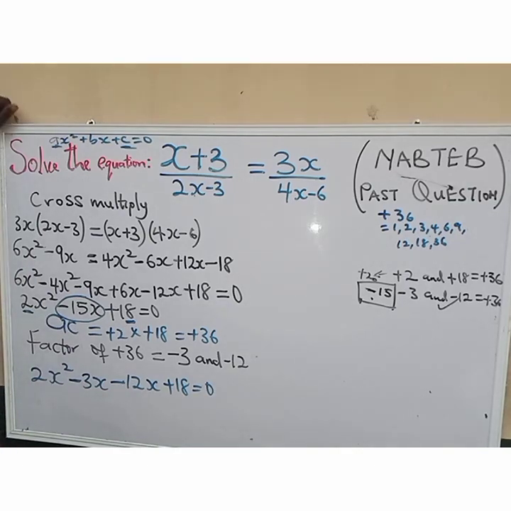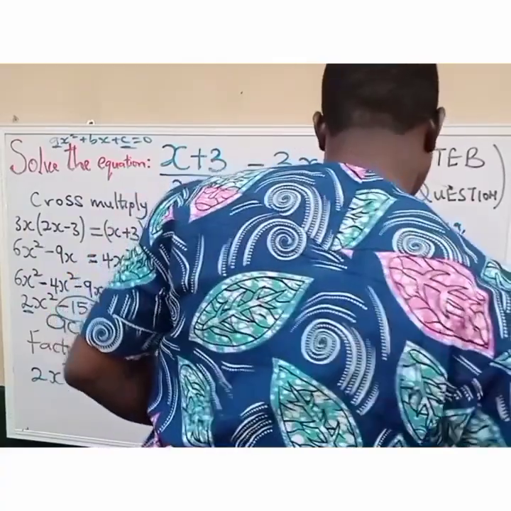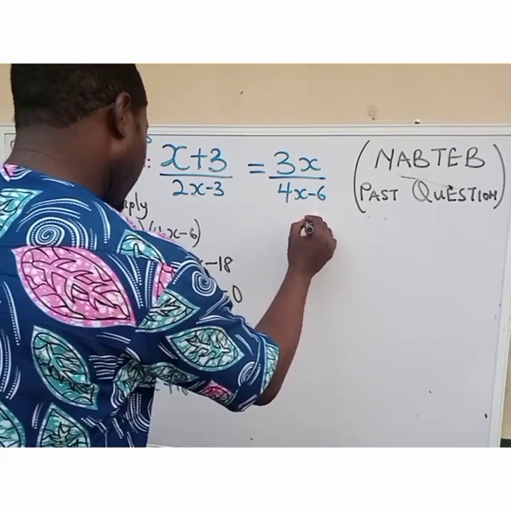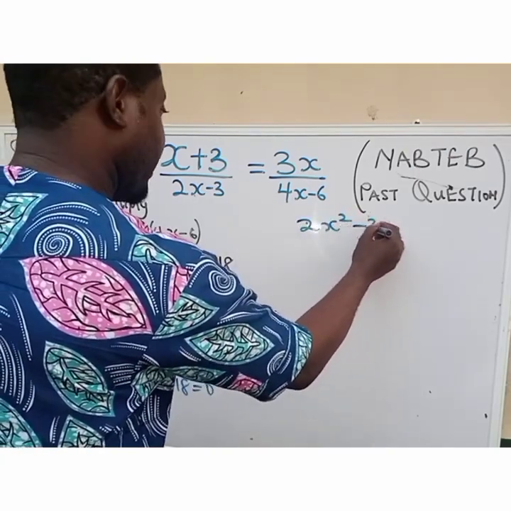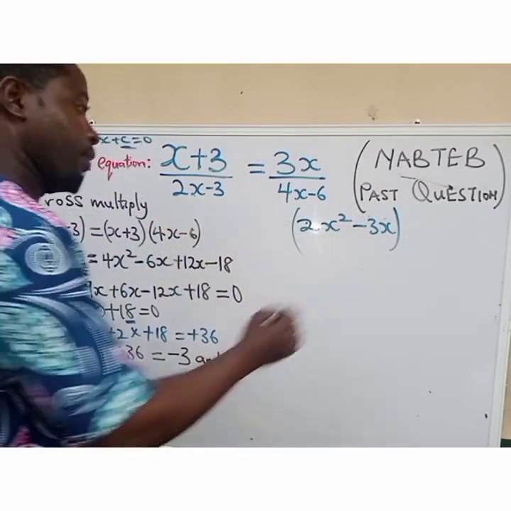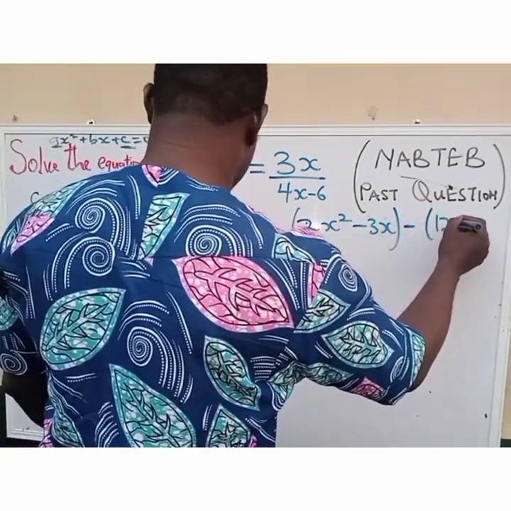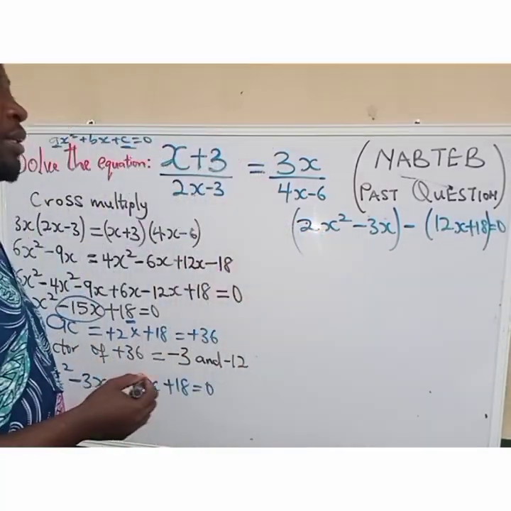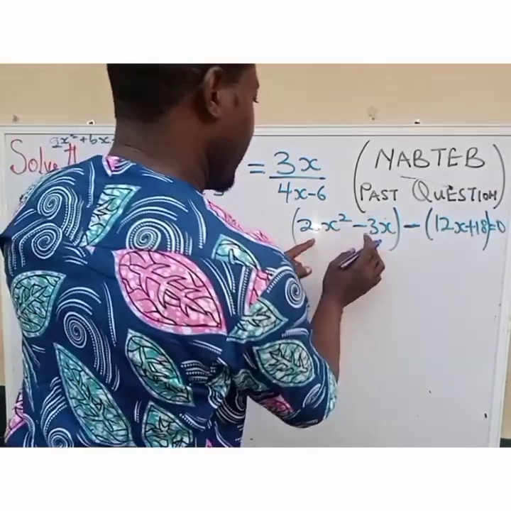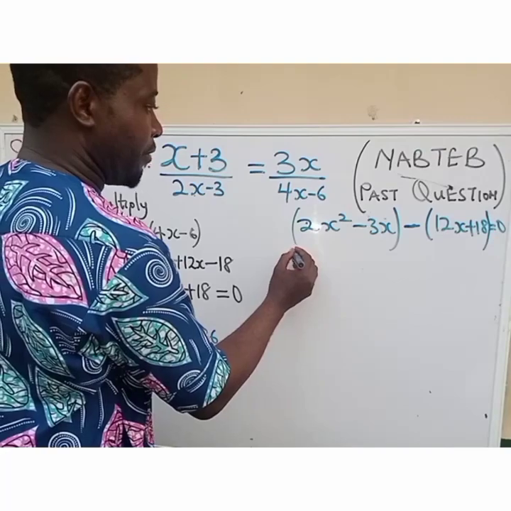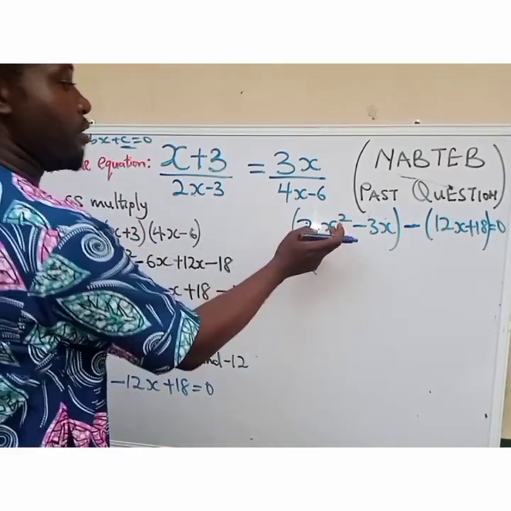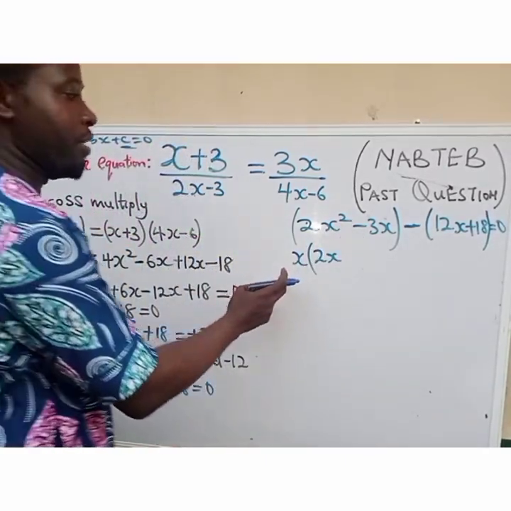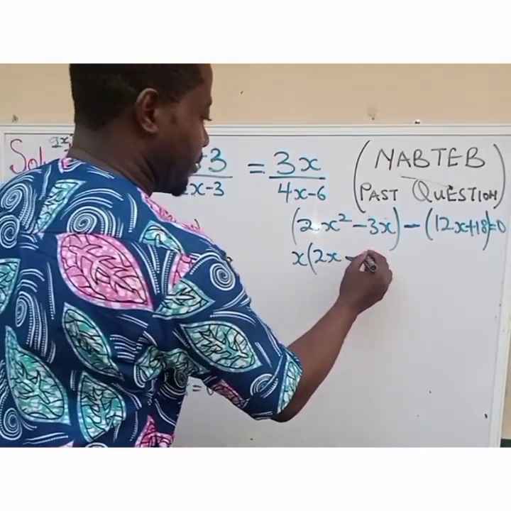Alright, now it's time to factorize. So I'm having 2x squared minus 3x minus 12x plus 18 equals 0. Now to factorize this, what is common here? x is common, so I'm going to have x outside. x multiplied by what is going to give me 2x squared? That's going to be x multiplied by 2x. And x multiplied by what's going to give me minus 3x? That's going to be minus 3.